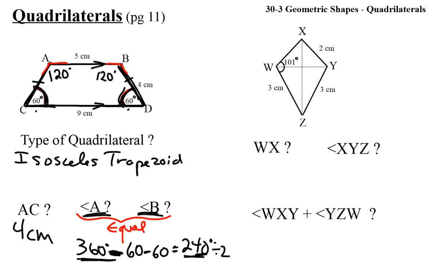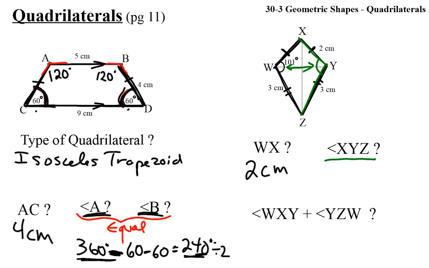Well, here we have a kite for the second one. And the kite tells us two sets of equivalent sides. We can see that. 3 and 3, it's a kite, there you go. WX, well, that's another congruent side, so this has to be 2 centimeters. XYZ tells us the angle from, when it's written with 3, we want to go from X to Y to Z. So that angle. Well, how big is that angle?